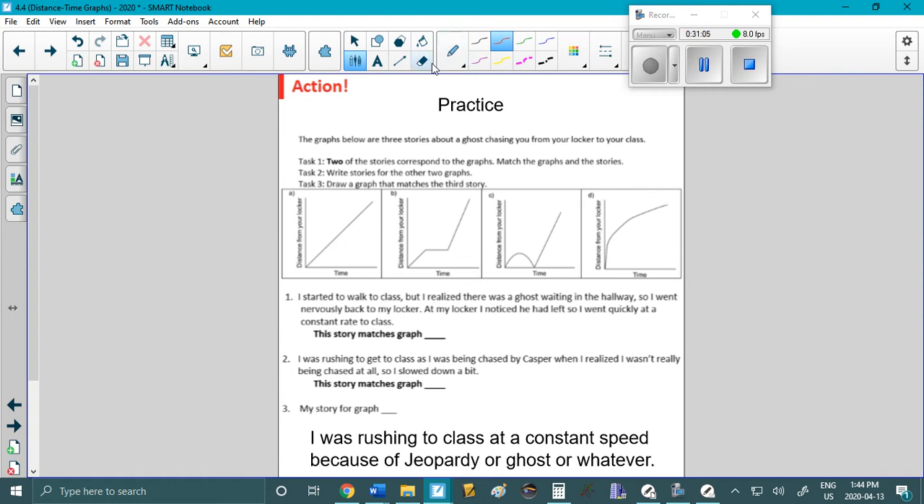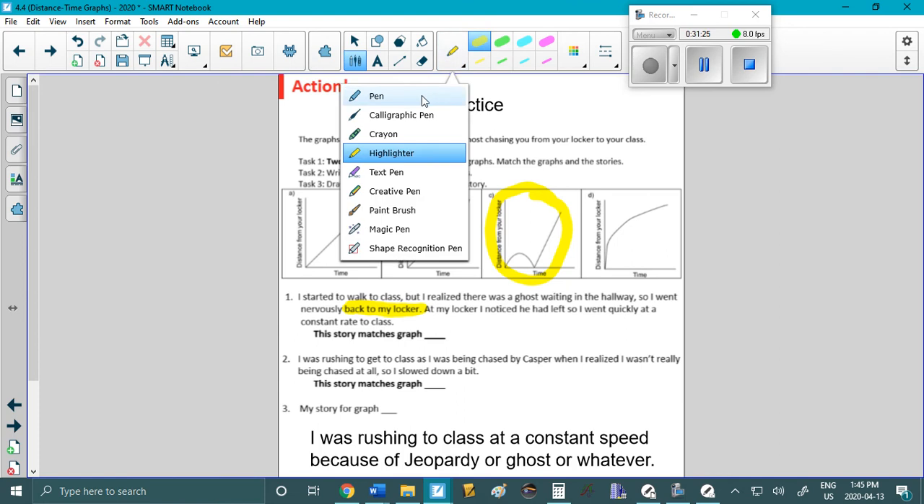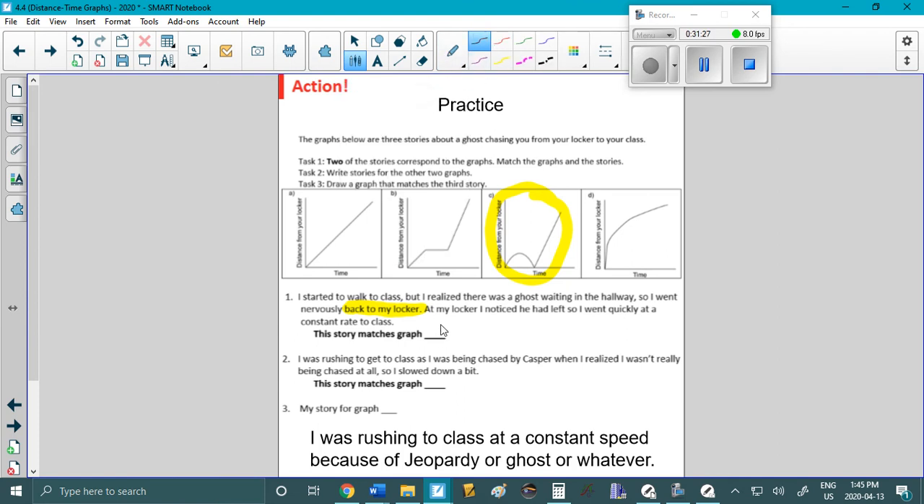So the key to this one is that it says they went back to my locker. So at some point they go back to where they started. So in which one of these graphs do they end up back where they started? Okay, and that is going to be this one, and that means that this is C. Because you can see they're sort of moving away from the locker. They stop and they go back, and then they go fast all the way to class.